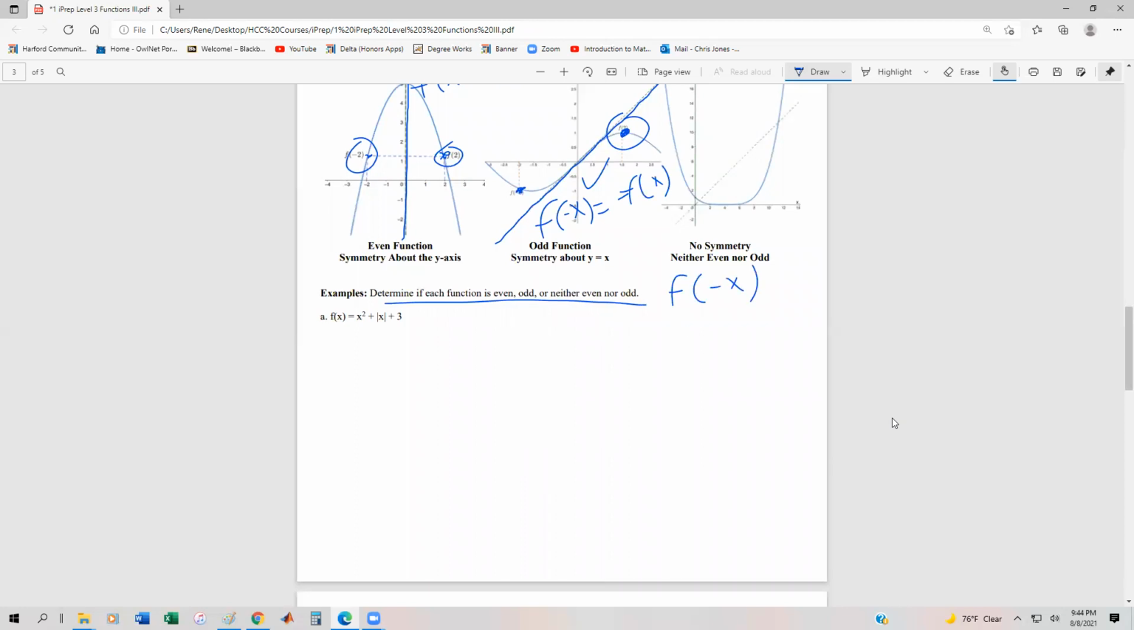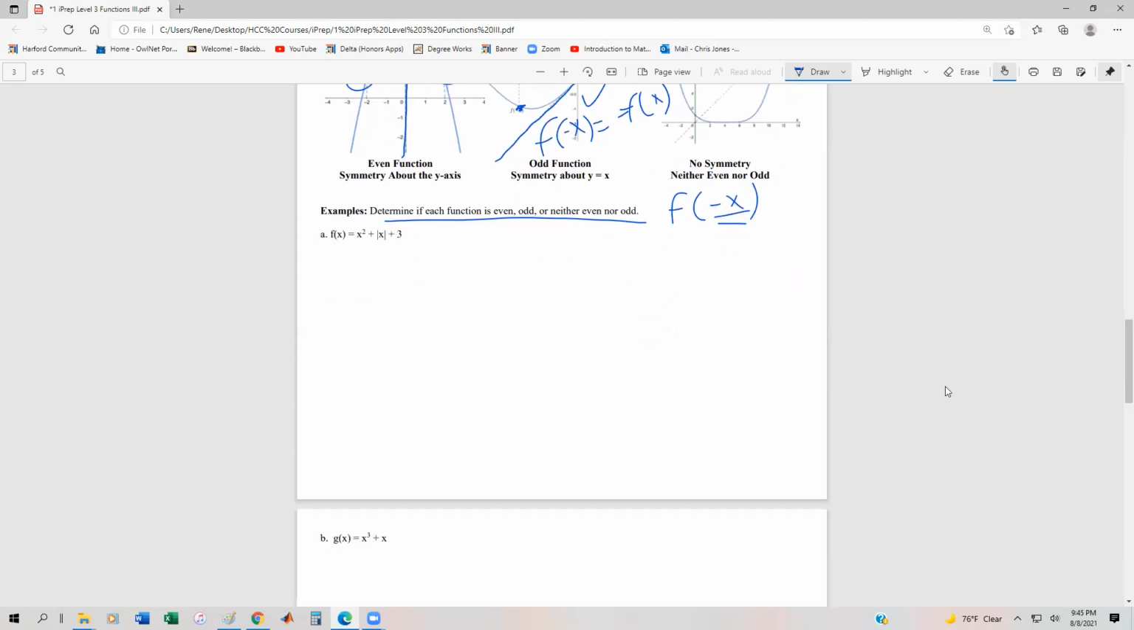All right, so we're just going to substitute negative x back in, and then we're going to evaluate this at each of the different expressions. So we have this function f at x, and I'm going to substitute negative x back in for each of the x's. So we get negative x quantity squared plus the absolute value of negative x plus 3. And one of the things that we probably remember is that anytime we square a negative number, as long as it's a real number, it goes positive, right?